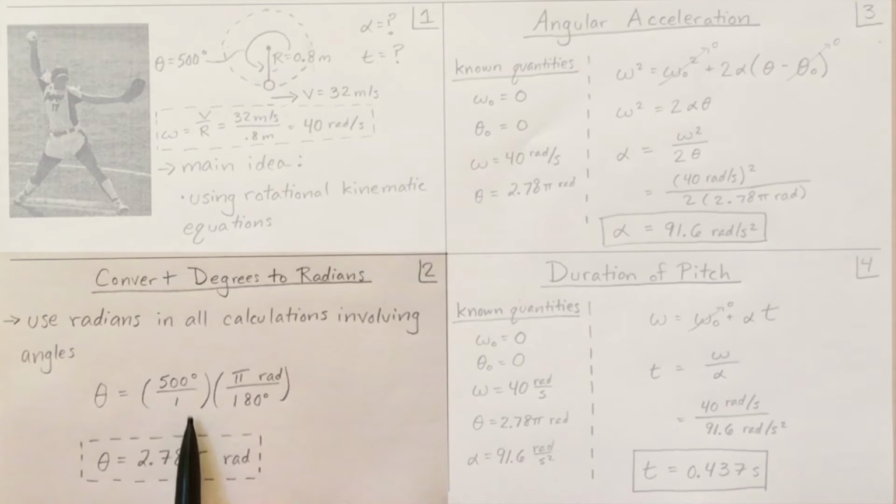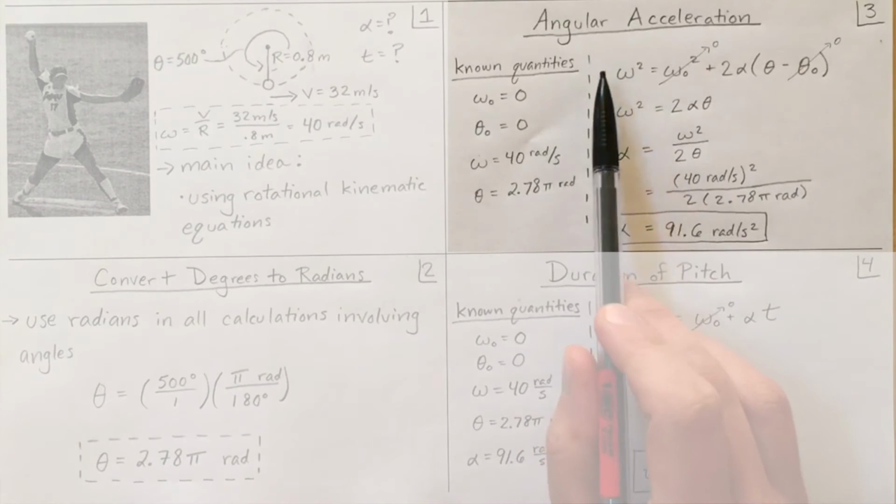To convert from degrees to radians, we multiply by the conversion factor of pi radians equals 180 degrees. Doing so, we find that the pitcher's arm travels through 2.78 pi radians during the pitch.